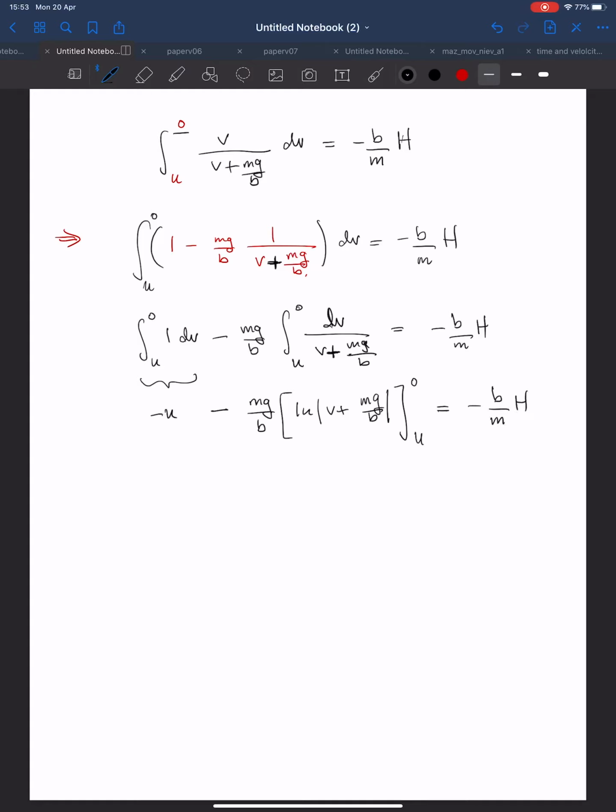So this then means we have minus u minus mg over b. In the brackets here, I'm going to plug in the limits. So I have log of the modulus. If I sub in v equals u and v equals 0, the first limit, I have log of the modulus of mg over b. And mg and b are positive constants, so I don't need to worry about the modulus. I just have this for the first limit. And then I'm subtracting the lower limit, which is again positive because the speed u is positive. So I have log of u plus mg over b.